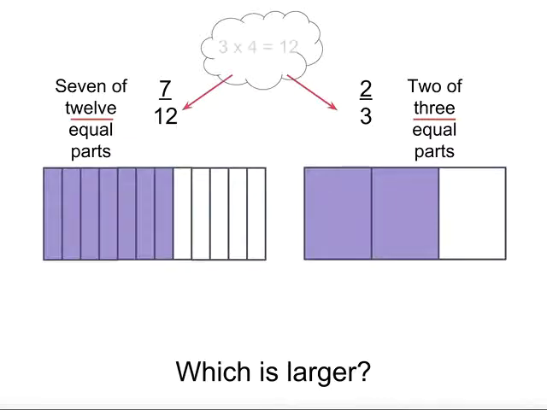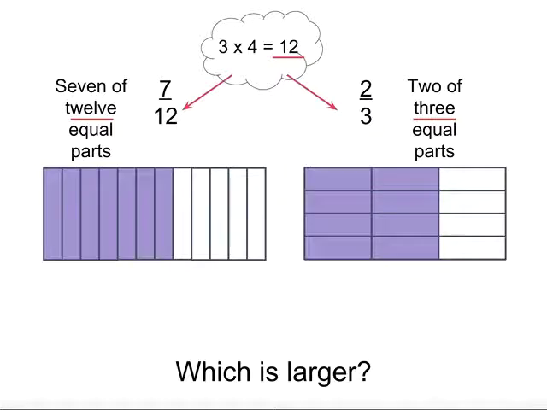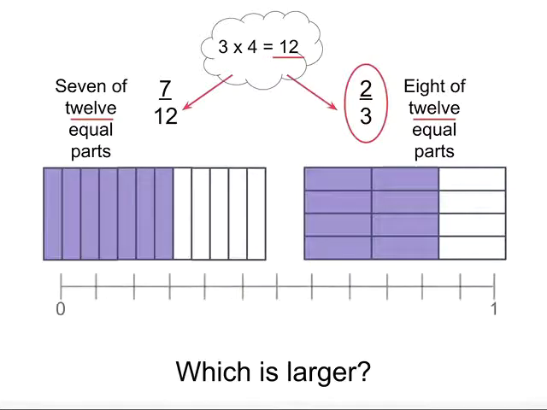We know 3 times 4 is 12, so we can change thirds into an equivalent fraction of 12ths by multiplying by 4. We do this by making each of the thirds 4 equal parts like this. We can now see that 2/3 is the same as 8 of 12 equal parts, so 2/3 is larger than 7/12. We can again look at this on a number line.